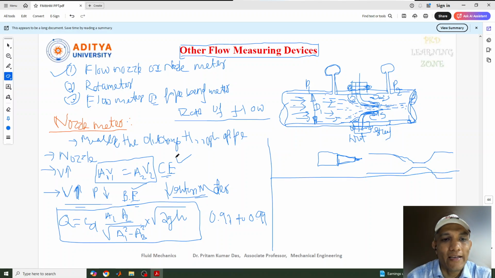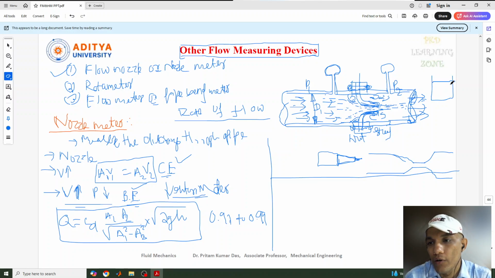Some applications are there for this. The flow nozzle, as I told you, is used to measure the flow rate or discharge of a liquid when it is flowing. When the fluid is coming out to the atmosphere, then we can measure the rate of flow. It is also mostly used with suspended solids, which have the property of settling, where some liquids used to settle down. In that case also we can use this nozzle meter.